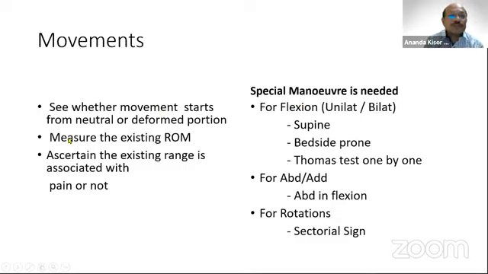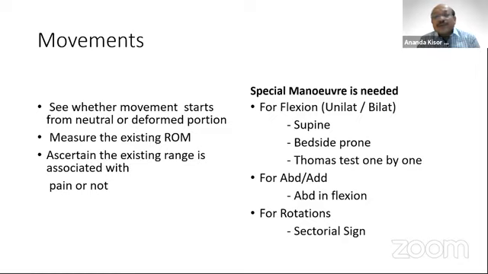For the passive motions, we have to see if the movement starts from the neutral or the deformed position. We have to measure the existing range of motion, and whether the existing range of motion is associated with pain or not. This is most important. Suppose there is a flexion deformity, we have to do the Thomas test, to see whether it is starting from the zero position or from the deformed position.